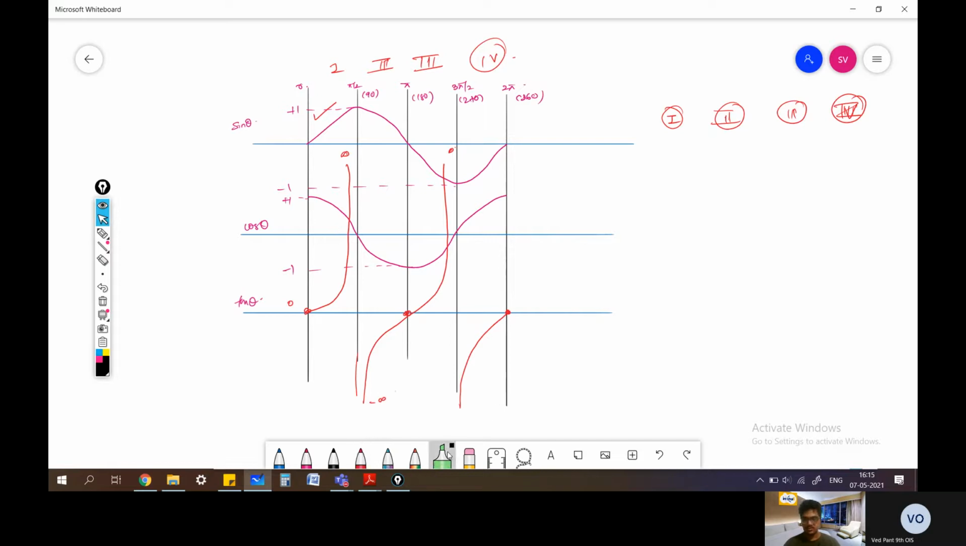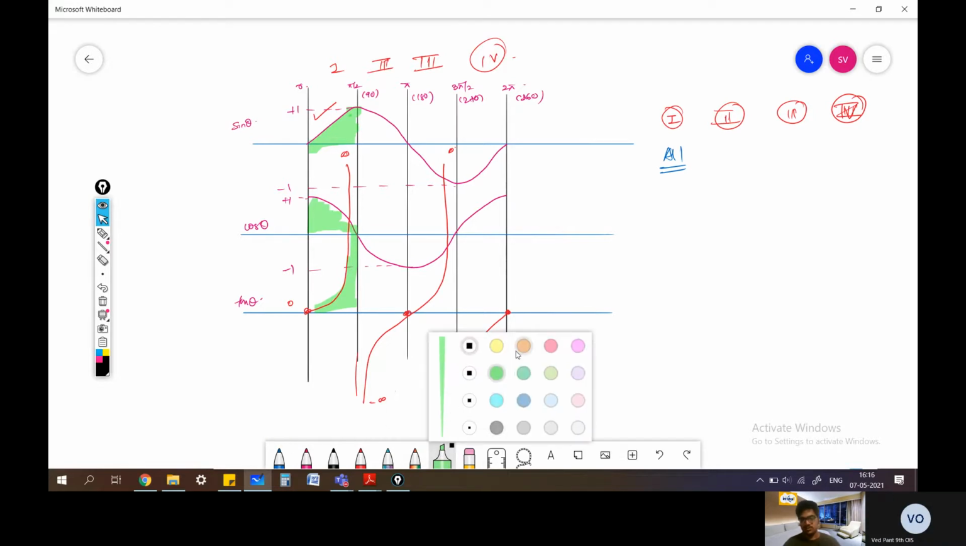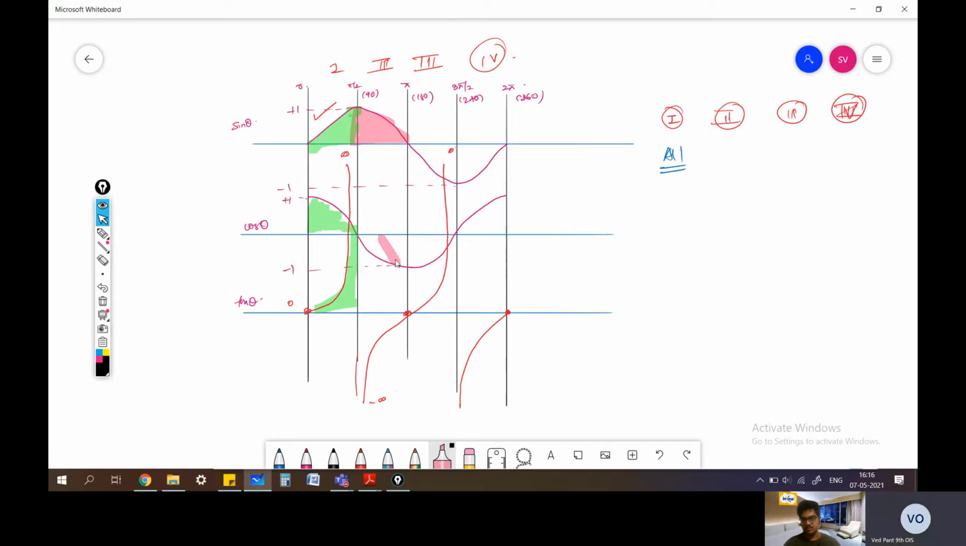Let me just shade it. See, all are positive. This is also positive. So in the first quadrant all are positive. In the next quadrant, see who is positive. Sine is positive. What about cos and tan? Cos is negative, and tan is also negative. So in the second quadrant only sine is positive.